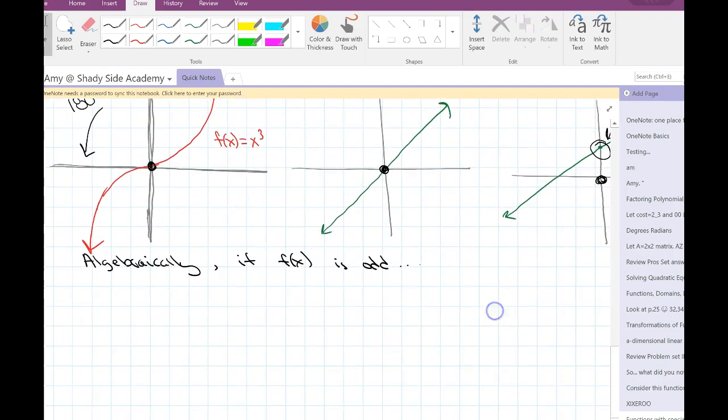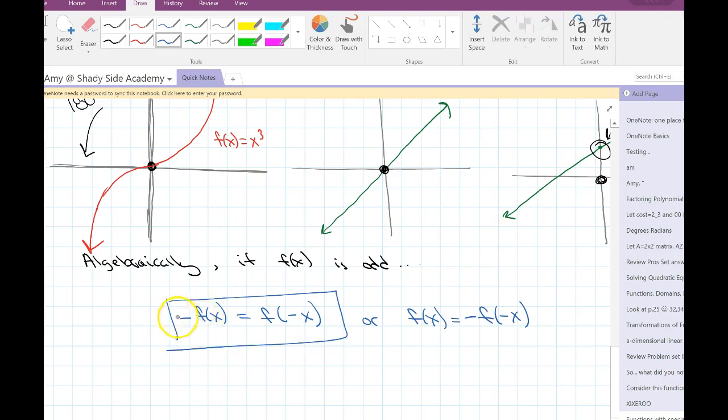Okay, algebraically, if f of x is odd, then here's the property. If f of x is odd, that means that negative f of x will equal f of negative x. Okay, you may see it in textbooks. It says this: f of x equals negative f of negative x. These two things are saying the exact same thing, right? If I just divide by -1, I get this.